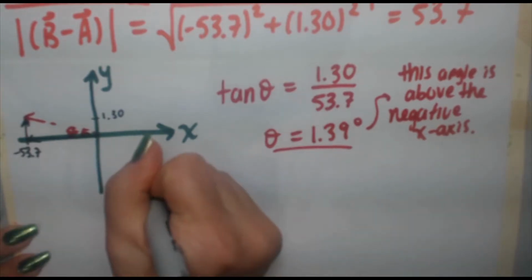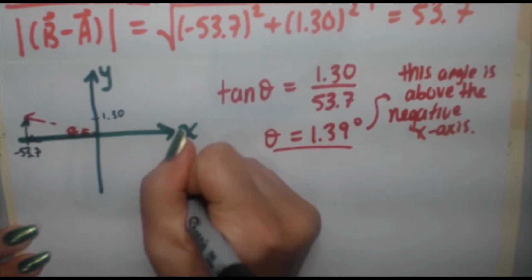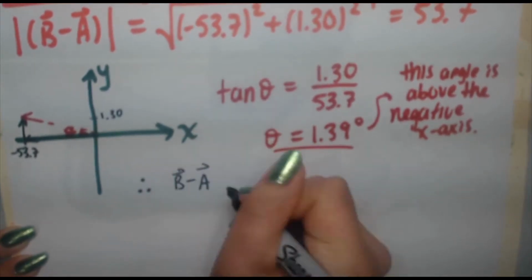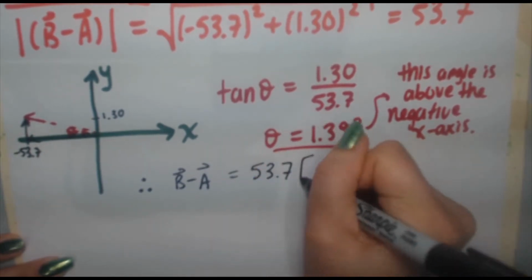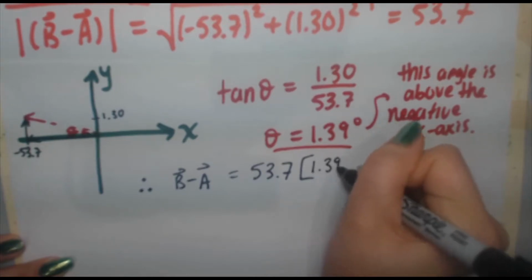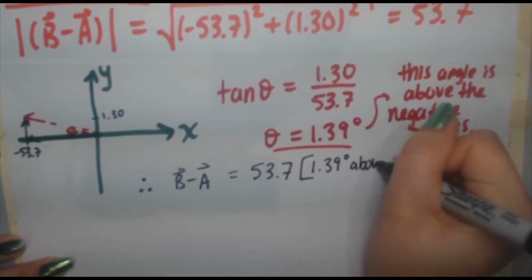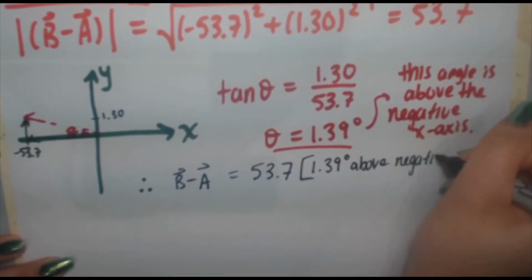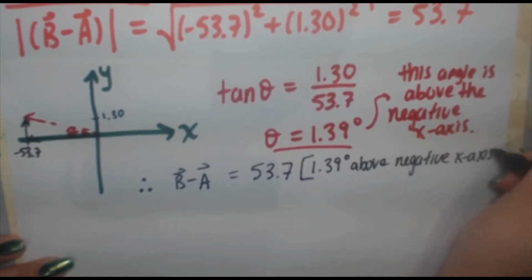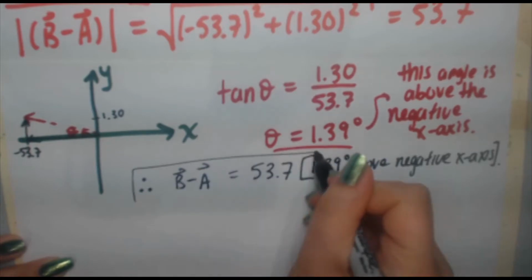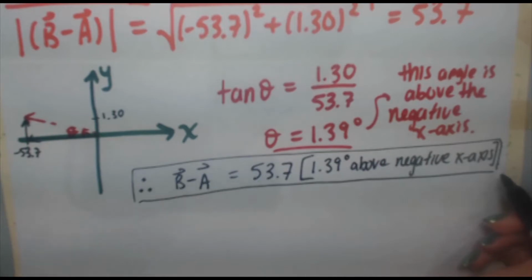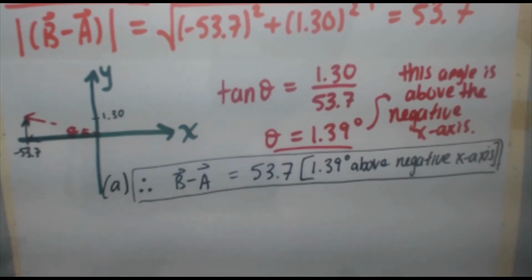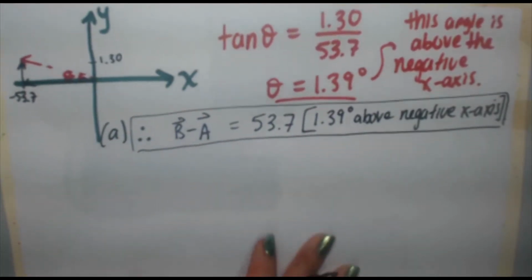So therefore, we can conclude for part A, B minus A is equal to 53.7, square brackets again for direction, 1.39 degrees above negative x-axis. And all our numbers are quoted to 3 sig figs, as they should be, since in the original problem, video 35, everything is given to 3 sig figs. So there is your answer to part A. Okay, so let's keep going.